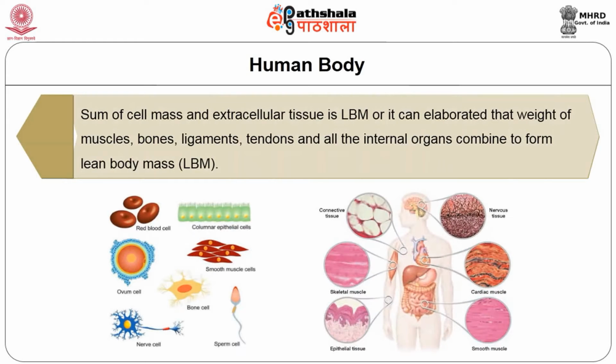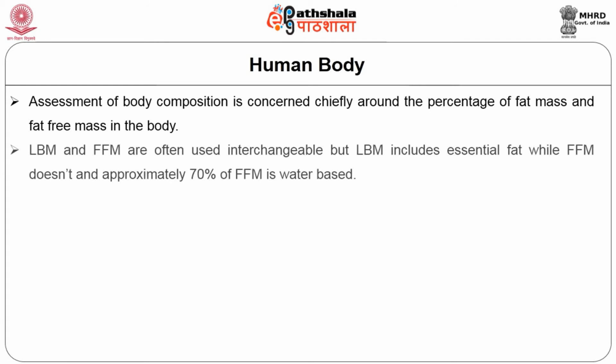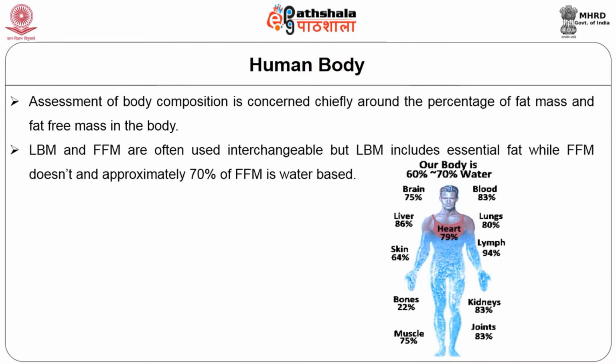The sum of the cell mass and extracellular tissue is lean body mass, or it can be elaborated that the weight of muscles, bones, ligaments, tendons and all the internal organs combine to form lean body mass. Assessment of body composition is concerned chiefly with lean body mass, around the percentage of fat and fat free mass in the body. Lean body mass and fat free mass are often used interchangeably, but lean body mass includes essential fat while fat free mass does not, and approximately 70% of fat free mass is water based.